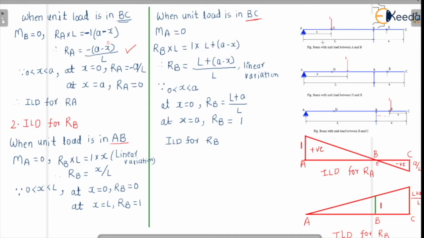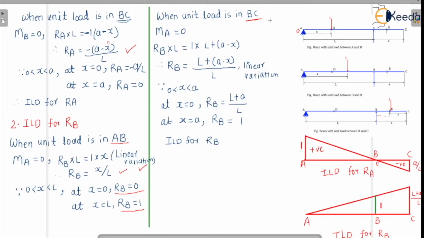So when moment about A is 0 and unit load is acting here, we calculate RB. So we will write moment about A: RB into L and 1 into X. Okay. So again we will get a linear variation. So RB is equal to X by L. Again substitute X between 0 to L. For portion AB, X is varying from 0 to L. So when X is equal to 0, RB is 0. When X is equal to L, RB is 1. So we are getting these ordinate values, and that is what we will plot here.